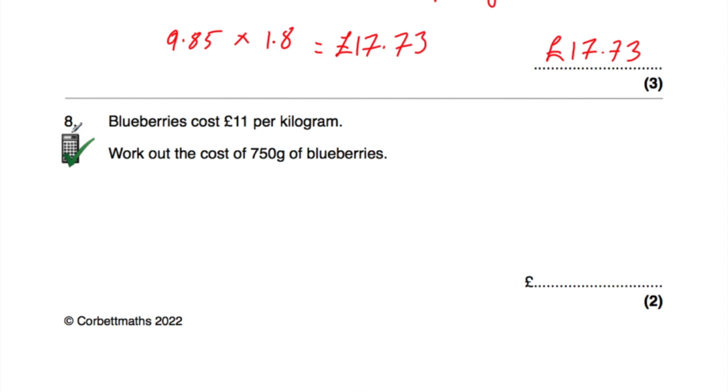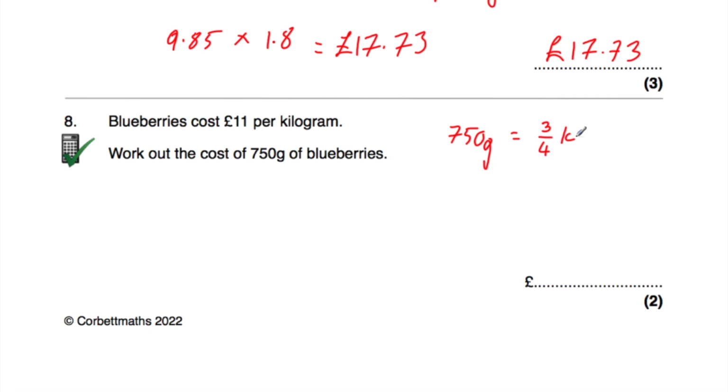Okay, let's have a look at question number 8. So question number 8 said blueberries cost £11 per kilogram. I've been asked to work out the cost of 750 grams of blueberries. Now in this question, we can approach it in different ways. Because it's 750 grams, I know straight away that's 3/4 of a kilogram, because half a kilogram is 500 grams.